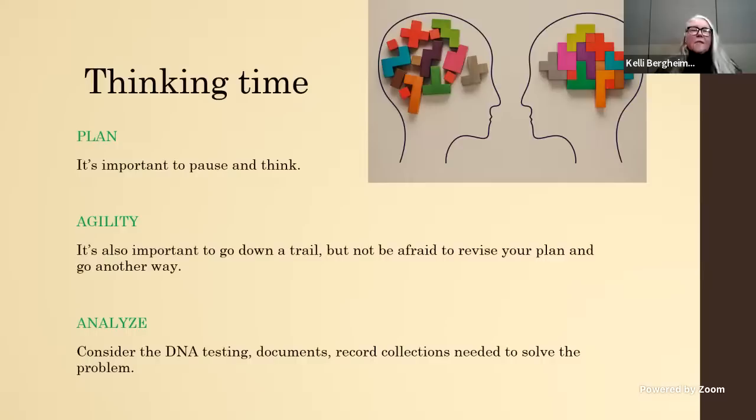It's important to pause and think as you're planning, as you're looking for documents, as you're searching, but it's also important to be agile because we don't want to be afraid to go down a trail and then revise what we're doing and go another direction. And that's particularly important with DNA analysis. Sometimes we come to our research question with what we think is an answer already. And sometimes that confirmation bias or that think that we know the answer leads us a little bit astray. So we want to set that aside.